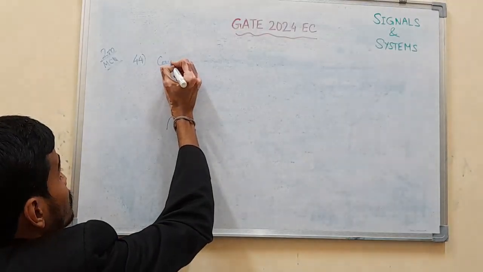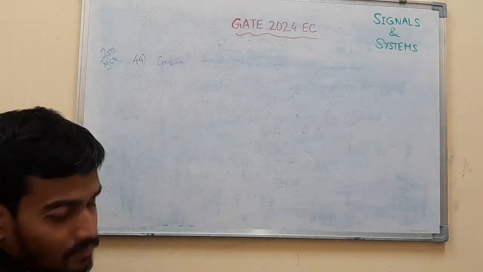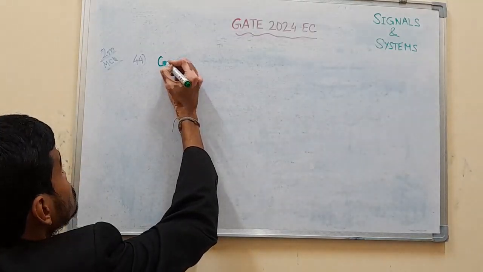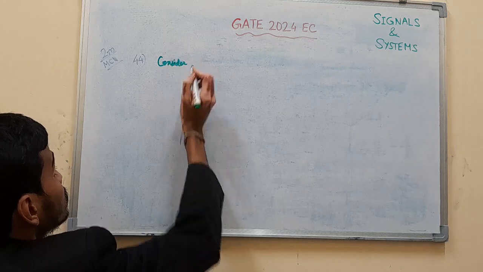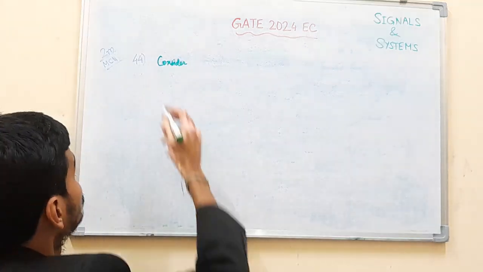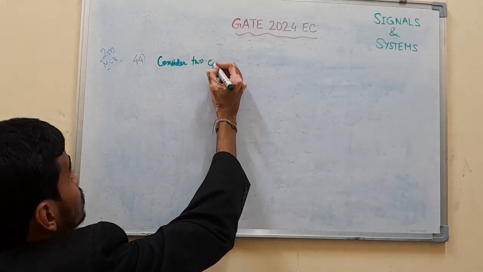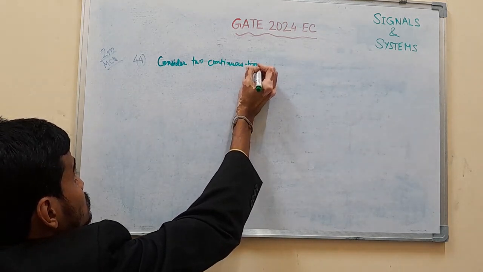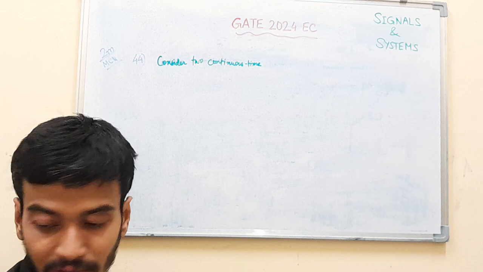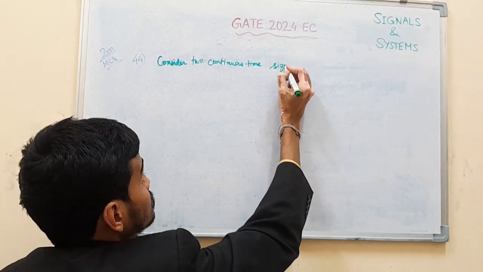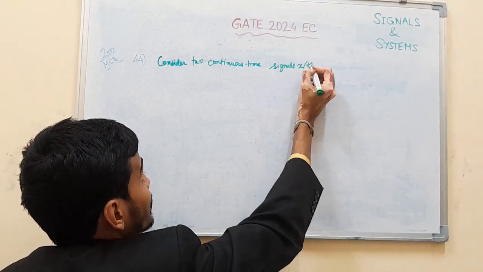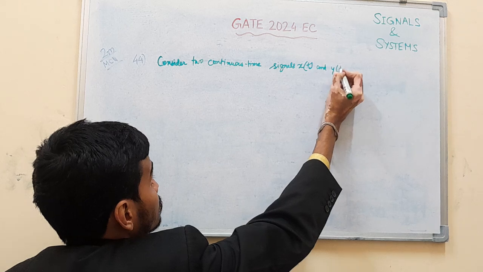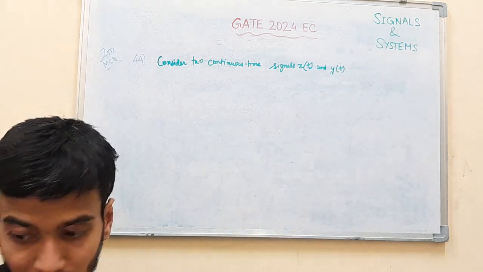Consider two continuous time signals x of t and y of t as shown below.